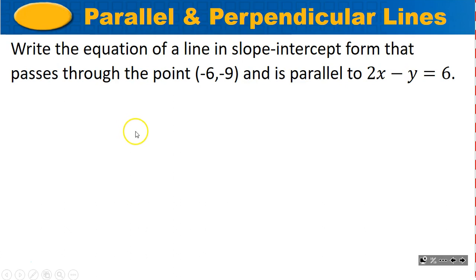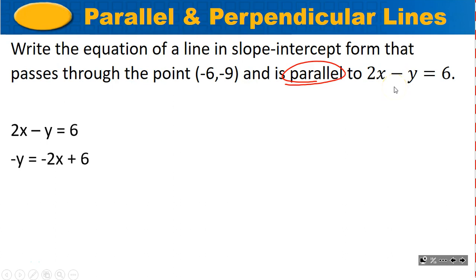All right, so the next question says we're going to write the equation of a line in slope-intercept form that passes through the point negative 6, negative 9, and is parallel to the line 2x minus y equals 6. So this term right here, parallel, is really important because that tells us what the slope is going to be for our new line. So what we need to do is take this line and put it in y-intercept form. So we're going to do that first.